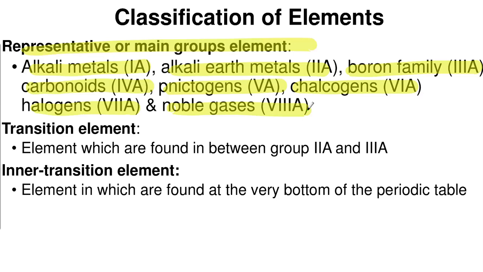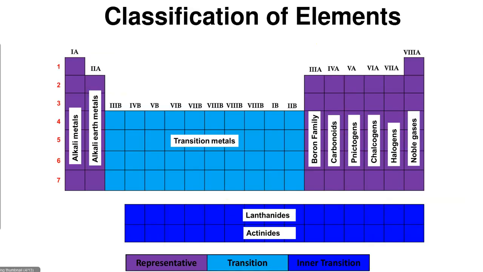Then the transition elements are the ones that are found in between Group 2A and Group 3A. And we said earlier that the oxidation state varies. That's why we call them transition. And then the inner transition elements are those that are found at the bottom of the periodic table, conveniently placed there at the bottom. Let's take a look at what this classification looks like.